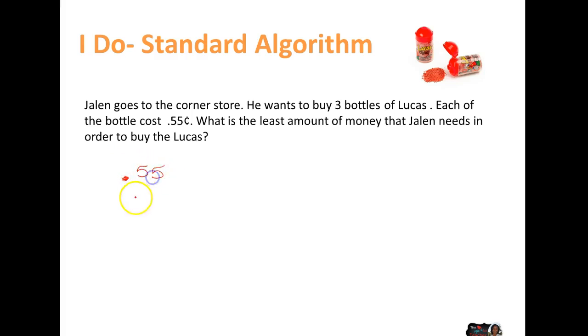So 55 hundredths times 3. And you're probably saying, well, how can we multiply that whole number times the decimal? Well, in our problem, we basically decomposed the problem.